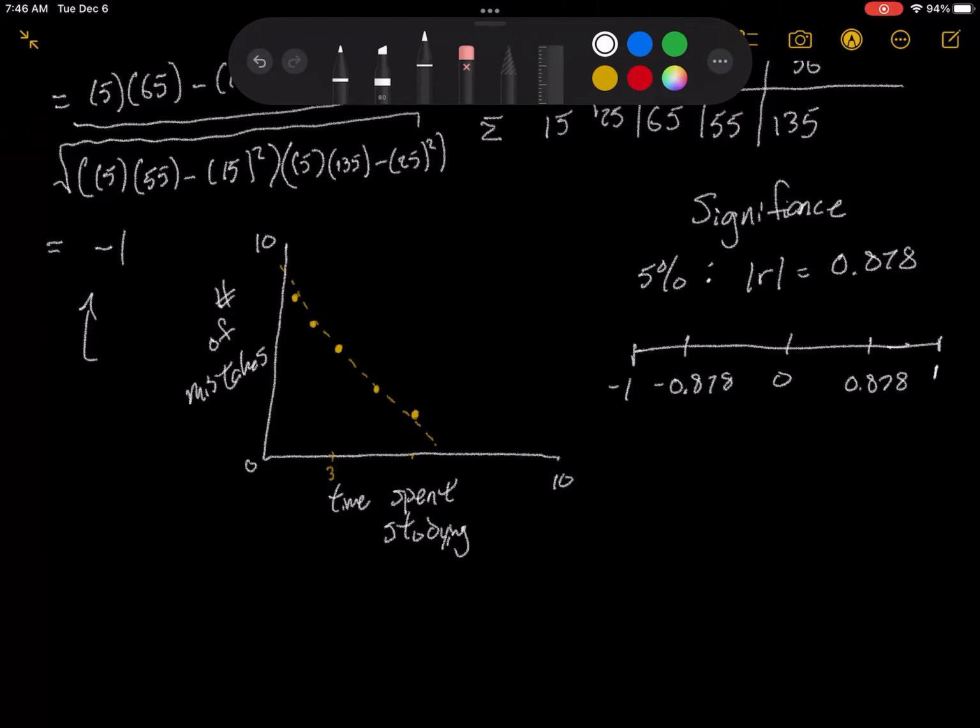And our R value, so here's the critical regions. If I was anything here or here, then I would be critical. So we are all the way down here at -1. So we are very critical. This is very strong negative correlation.